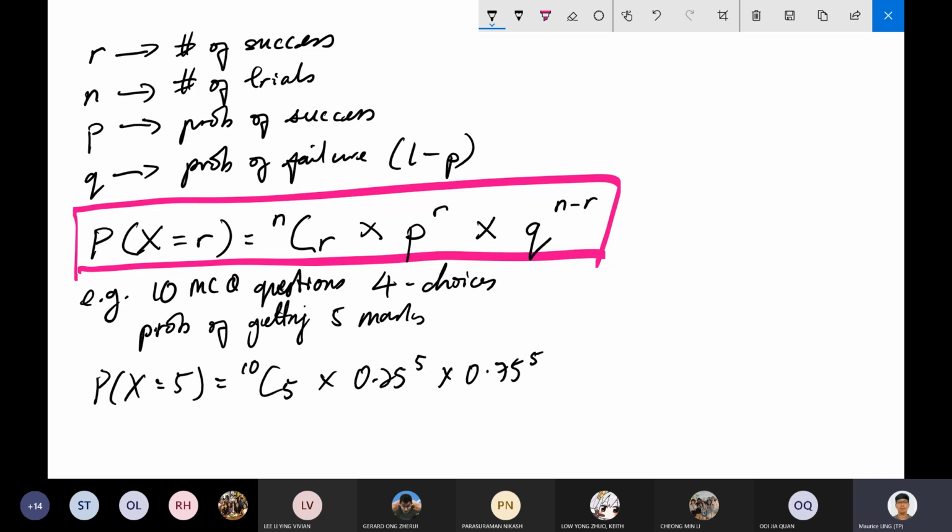Now the trick here is to read the question carefully. For example, we always use the term at least how many.